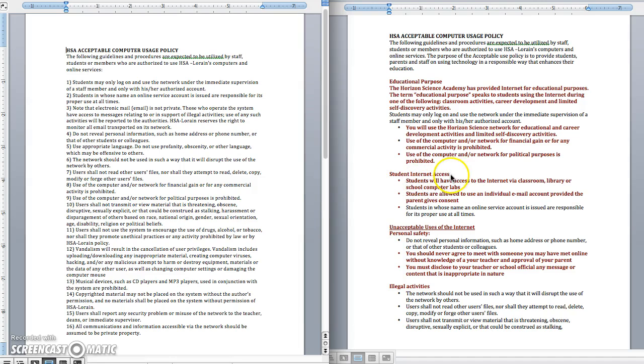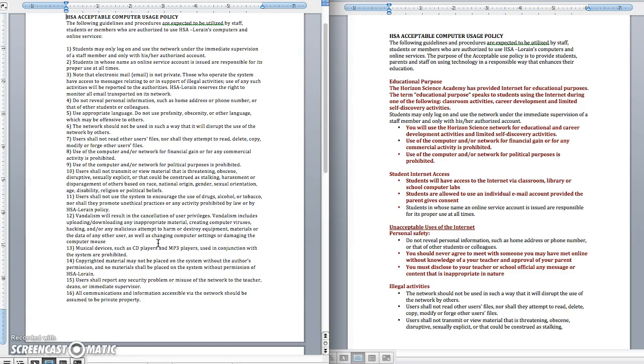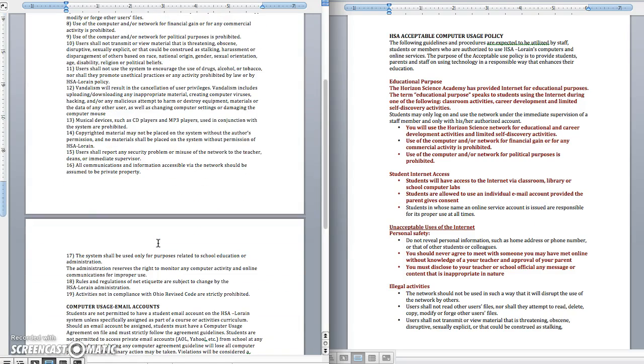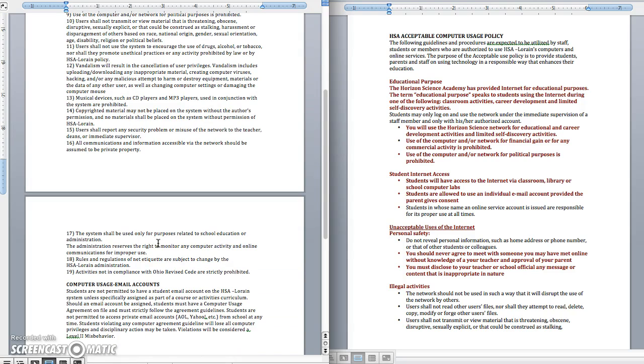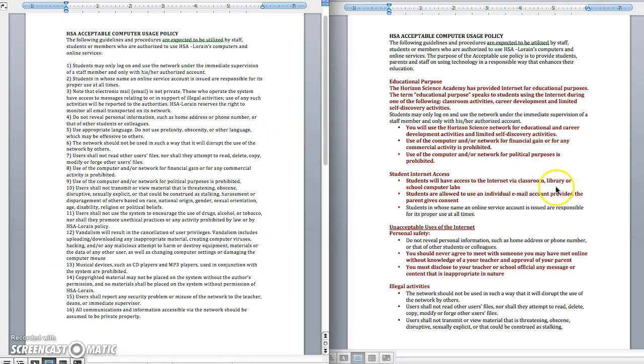Student internet access. Students will have access to internet via classroom, library, or school computer labs. Students are allowed to use an individual email account provided the parent gives consent. In their original language, they actually said that students are not allowed to use private email accounts.